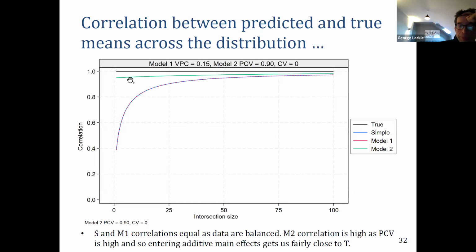However, model 2, the green line, is better than both. And that's because we are shrinking towards additivity, and additivity is 90% of what's going on. And we can estimate that pretty reliably. And so again, it's saying that model 2 is the best, then model 1, then simple means.